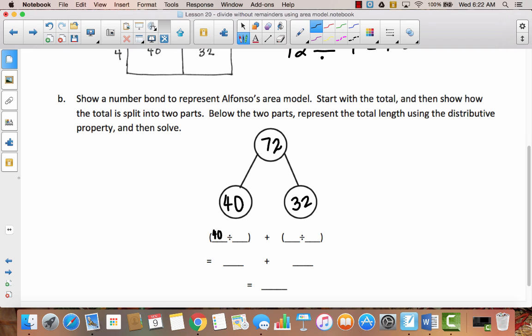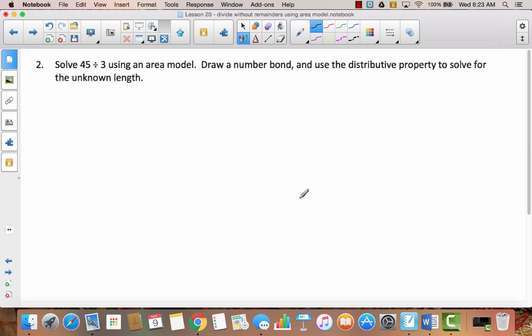So if I took 40 and divided it by 4, that would give me 10. And if I took 32 and divided it by 4, that would give me 8, and together that makes 18. So that would be a way that you could divide 72 by 4 in your head if you could break it down into two groups that are divisible by 4, which I think is kind of fun to figure out. It's kind of like a puzzle. All right, so let's take a look at number 2.